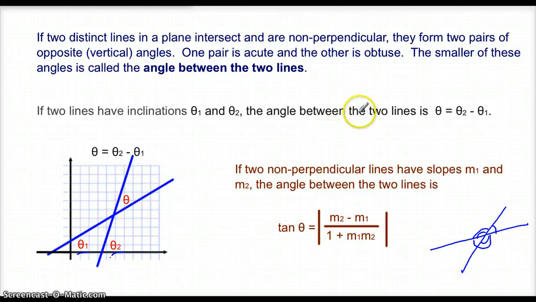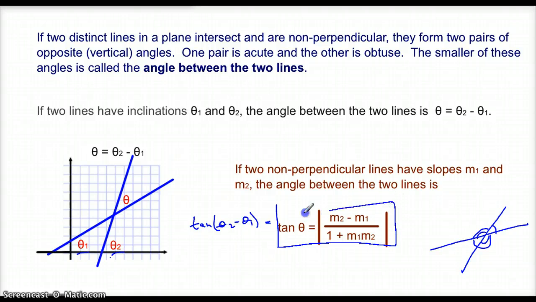And here is a formula. If you have two non-perpendicular lines, if they're not intersecting at 90 degrees, and you have both of their slopes, you can figure out the angle between them by using this formula. This formula is actually just an expansion of tangent of theta 2 minus theta 1. That is an identity that we looked at a while back, if you remember. But this is the formula that you need to know for figuring out the angle between two lines.